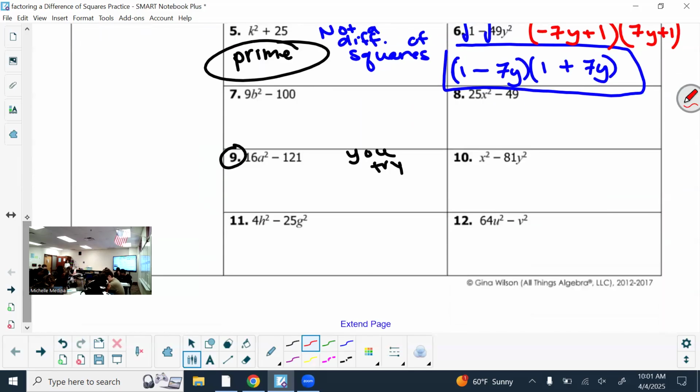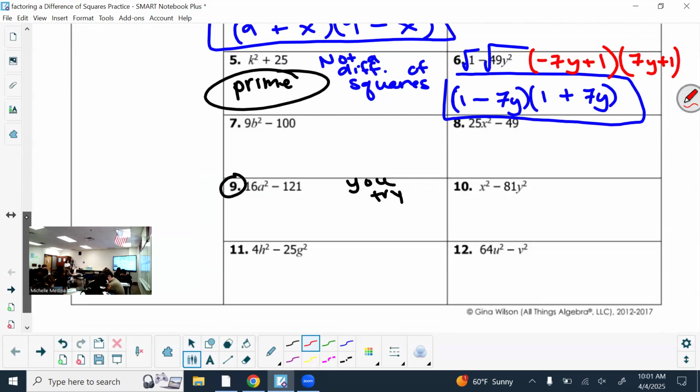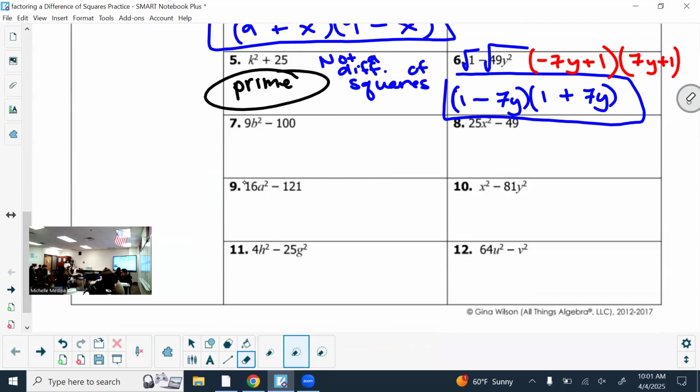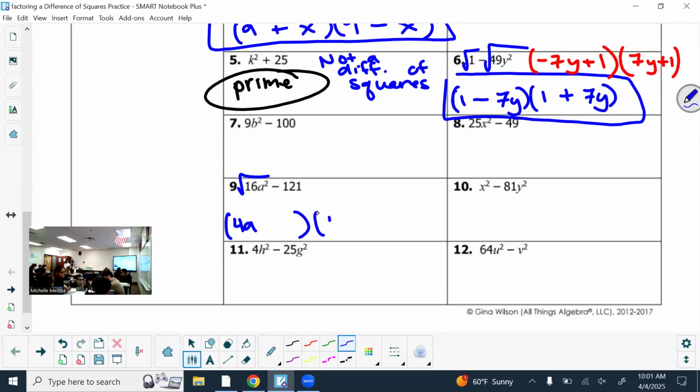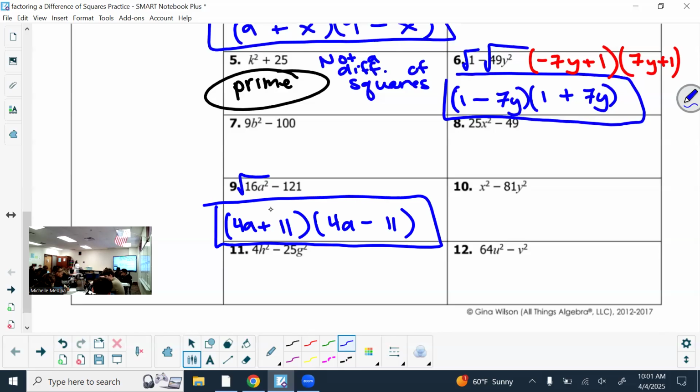Anyway, number 9, table 5. Is number 9 a difference of squares? So then what would be the square root of 16a squared? Okay, good. And then the square root of 121. So then for your factored form, it should look like this, with one of those parentheses having a plus and the other one having a minus. Good.